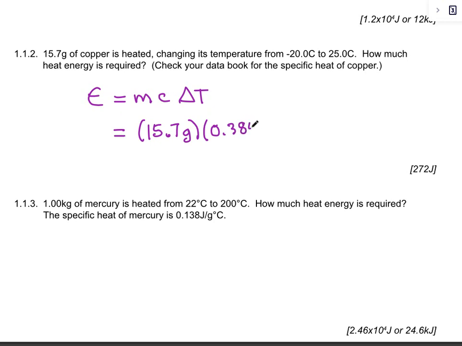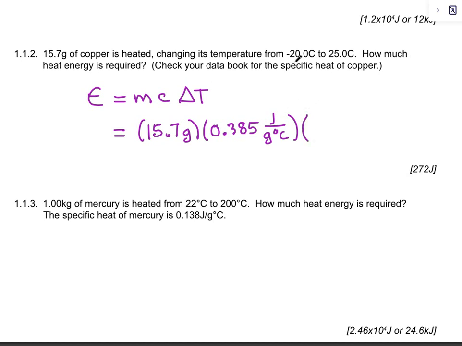Please resist the urge to Google stuff like this. If you Google specific heat of copper, you will get a number. It will be close to this, but it probably won't be exactly 0.385. And unfortunately, if you get a wrong answer on an exam or something because you went to some other source for your constants, there will be no mercy. So please stick with the data book. If you can't find something in the data book, check with the instructor. We'll help you out.